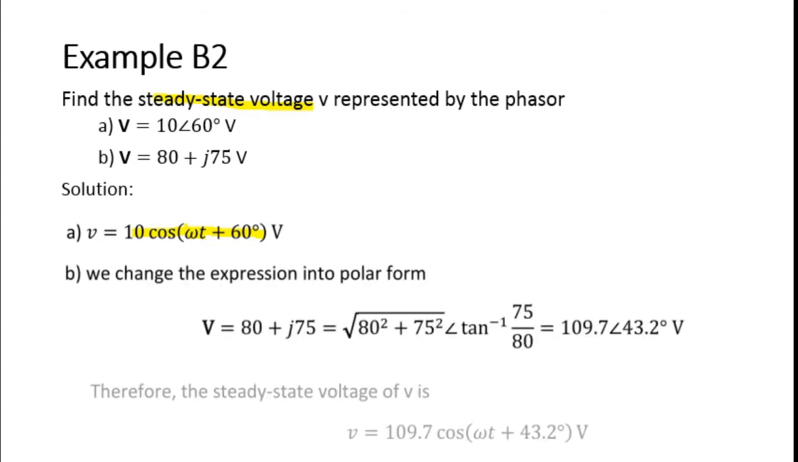In part B, we need to change the phasor voltage from rectangular form into polar form. Its magnitude is the square root of the sum of real value square and the imaginary value square, while the phase is the arctangent of the imaginary value over real value. Once it is done, we can convert it into a time domain signal. v(t) equals 109.7 times cosine omega t plus 43.2 degree volts.